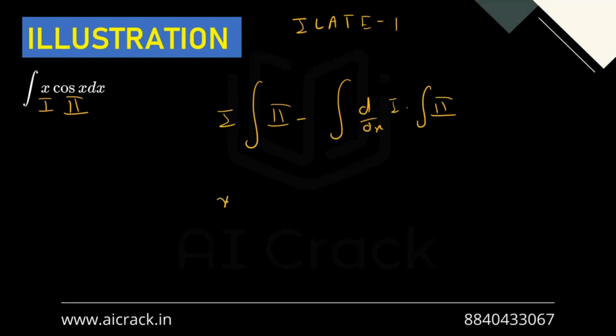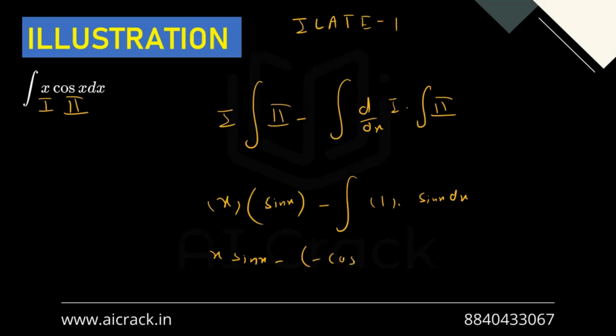So the first function is x multiplied by integral of cos x, that would be sin x, minus integral of derivative of 1, that would be 1 only, multiplied by integral of second, that is sin x dx. So this becomes x sin x minus integral sin x. What is integral sin x? This is nothing but minus cos x, right? So our answer becomes x sin x plus cos x plus c, obviously.